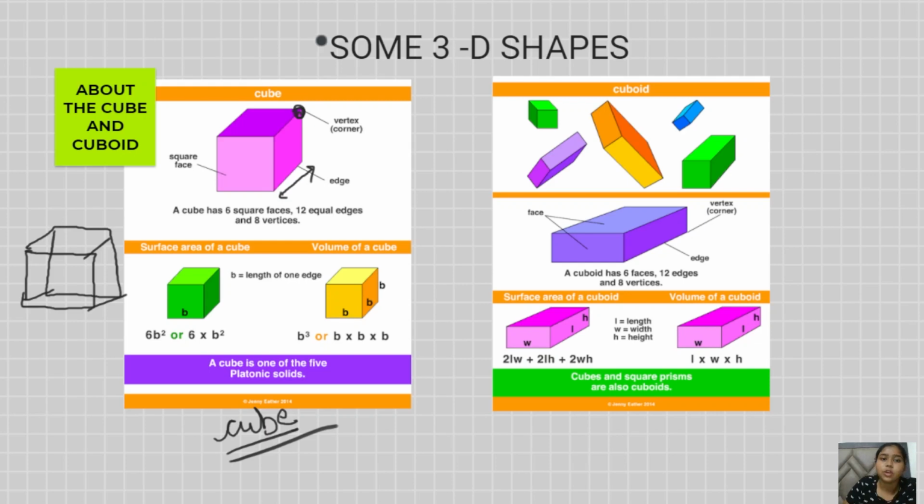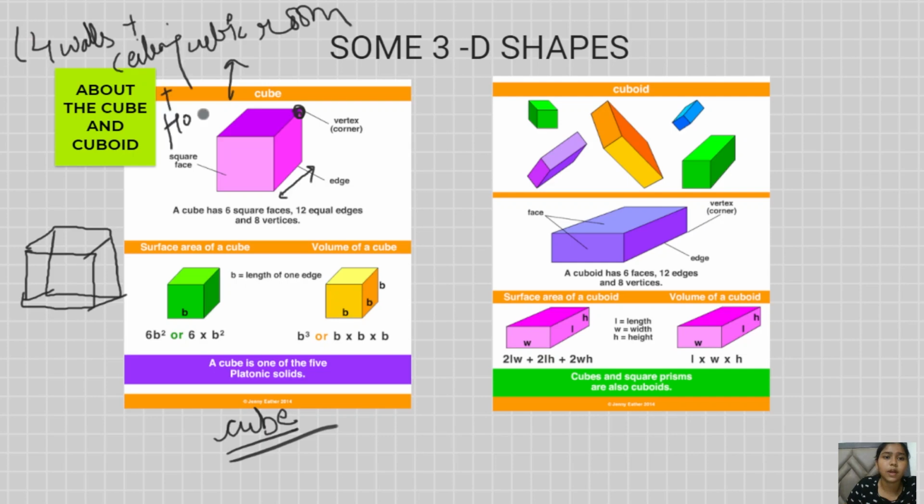You can consider a cubic room, like the room in which you are sitting right now. It consists of the 4 walls, a ceiling, and the floor, right? So it comprises 6 square faces. In case of cube, all these square faces are equal, right? There are total 12 edges and 8 vertices in case of cube.